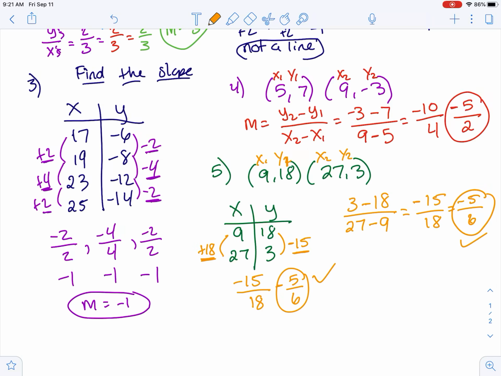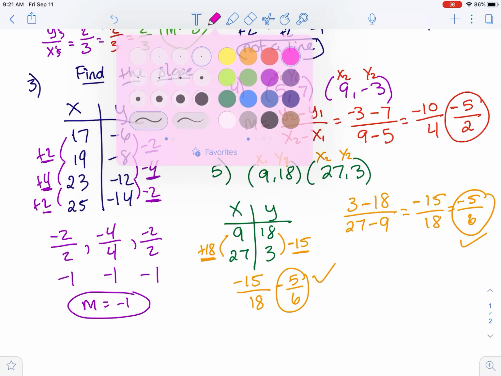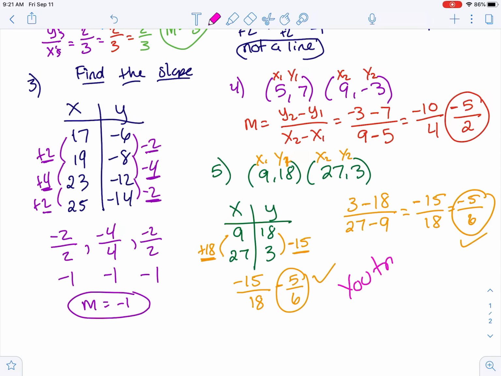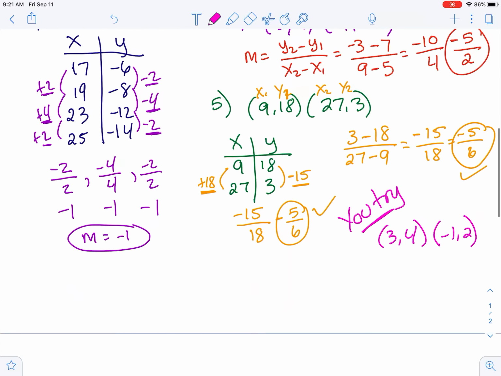So we got the exact same thing, no matter which way we do it. Okay? I want you guys to try this one. I want you to find the completely simplified slope between 3, 4, and -1, 2. Go ahead and pause and try that one.